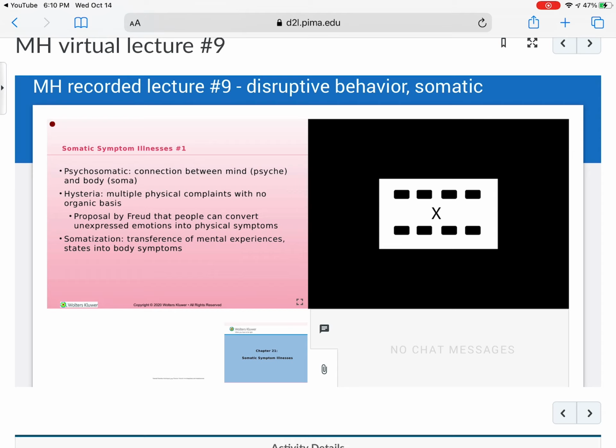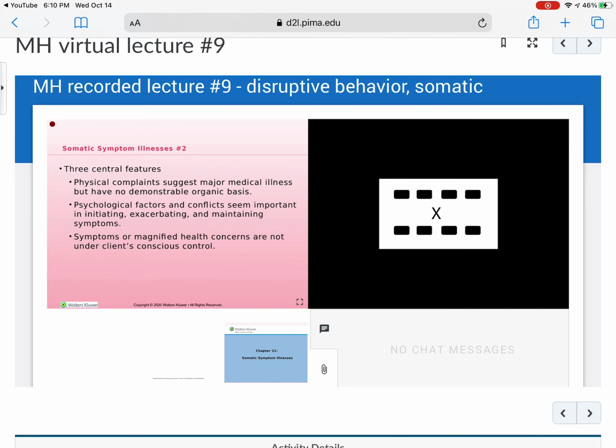One example of that is what's called conversion disorder, where a patient can undergo some sort of overwhelming stress, be perfectly fine, go to bed, wake up the next morning and be completely blind, incapacitated in the fact that they can't walk, or they may be completely deaf. And there was absolutely no medical foundation to it. So somatization is when we transfer those mental experiences and we put them into body symptoms.